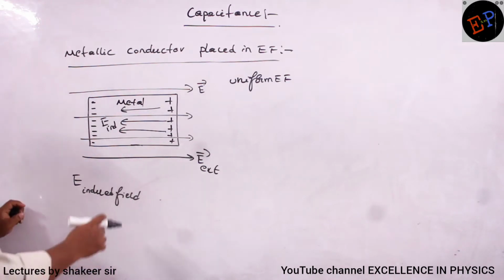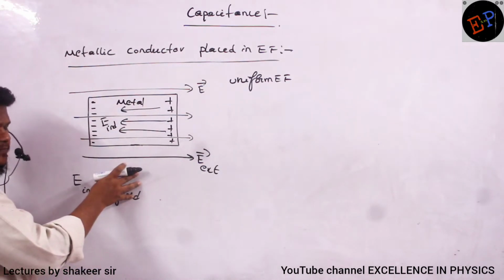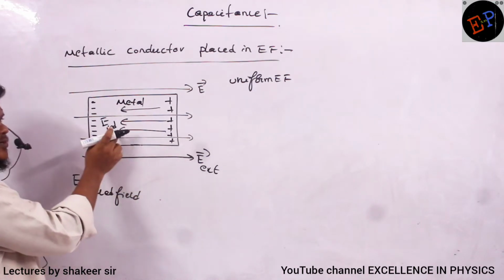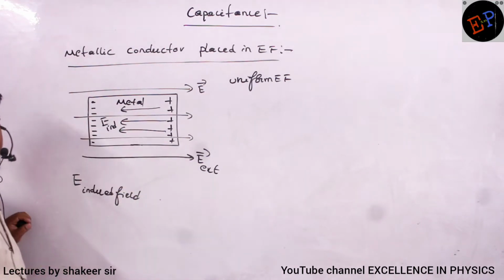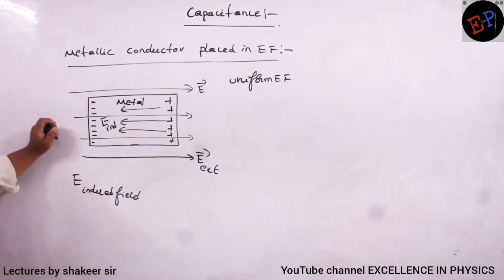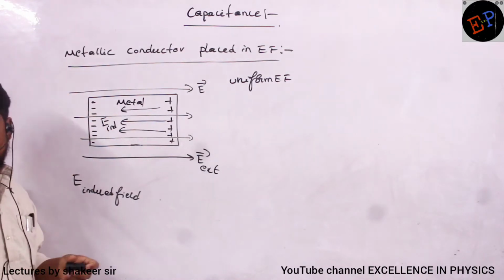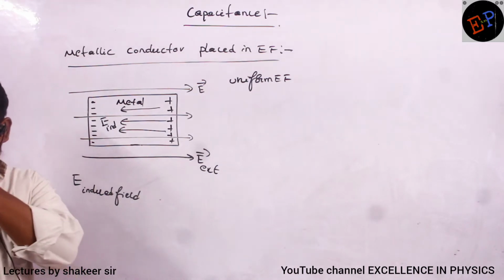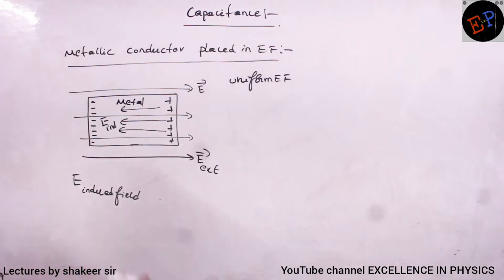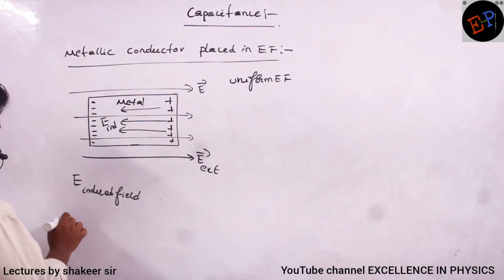So therefore, inside this metal conductor, the external field and the induced field get cancelled with each other. Are you able to understand? If they get cancelled with each other, then what is the net field inside the conductor? The net field inside the conductor will be 0. So therefore, make some important points.